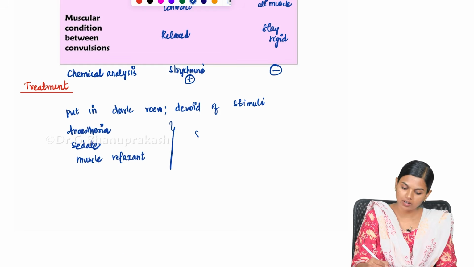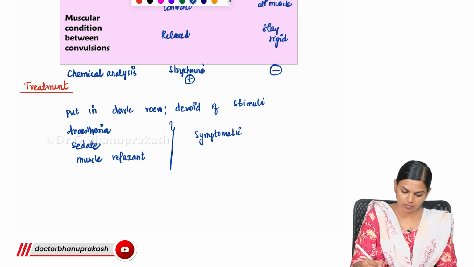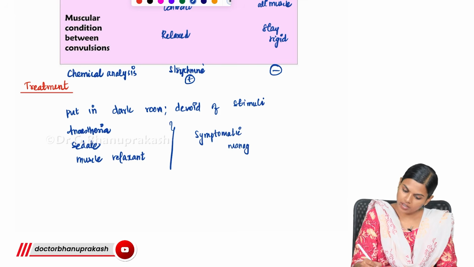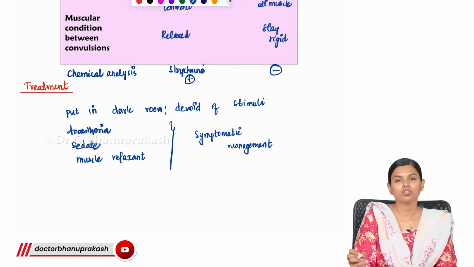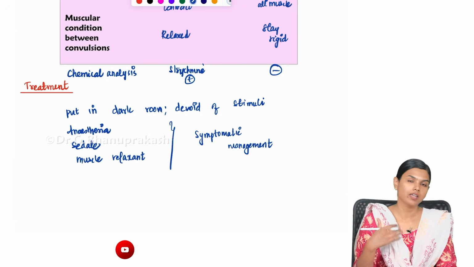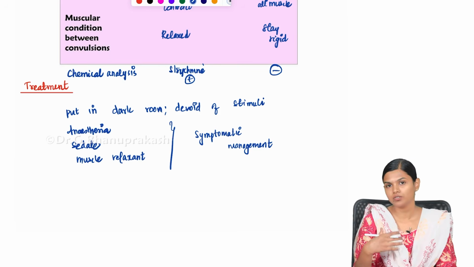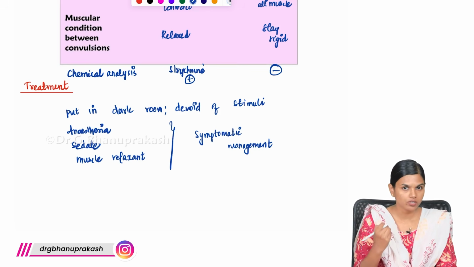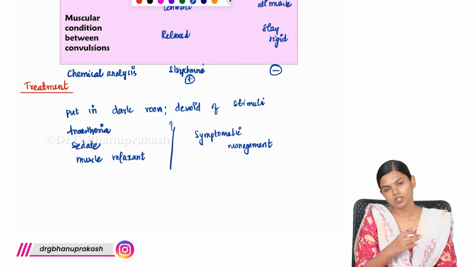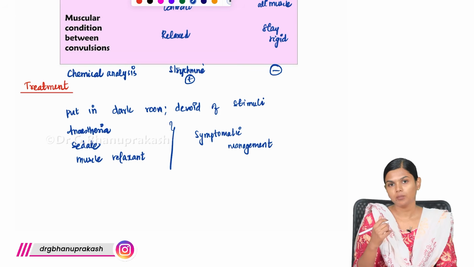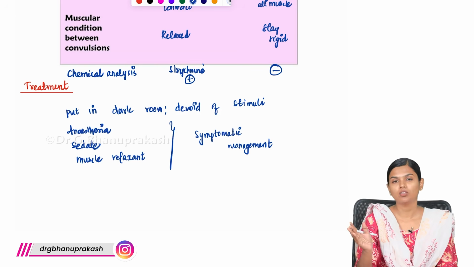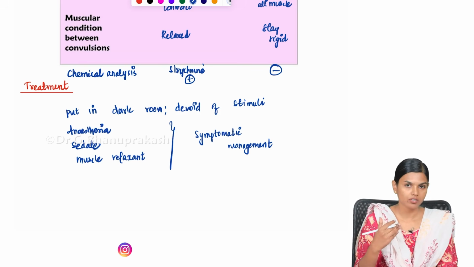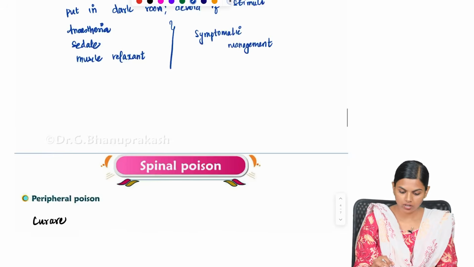All symptomatic management. There is no definite management for this. All symptomatic management is done, and only if the poison gets excreted from the body will the patient recover, which is very, very rare. So, the prognosis is really poor with strychnine poisoning. We try all the supportive management, but only after getting cleared of the poison will the person recover, which is very, very rare. So this is the treatment.